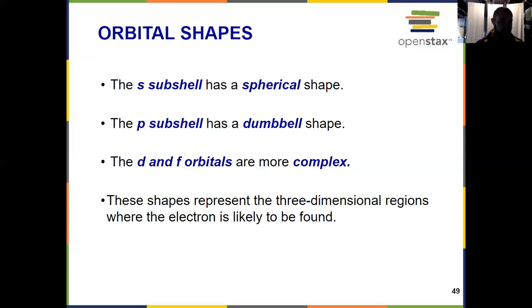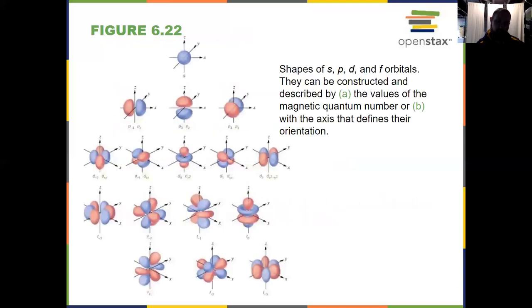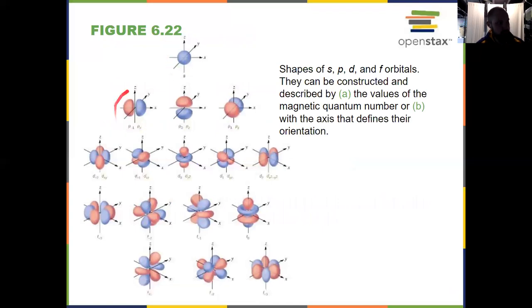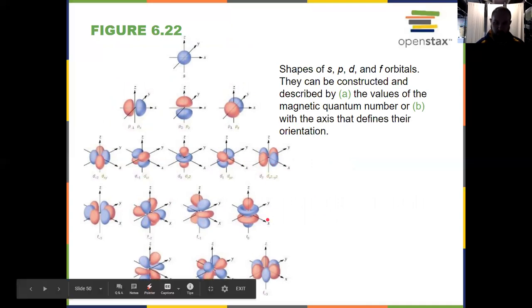Again, these are 3-dimensional regions of probability. And here's this slide again, showing those shapes. We referred to them by their L values before. This was an L value of 0, now called an S orbital. These are L values of 1. Notice they're called P orbitals. We'll talk about the other things next. L value of 2, D orbitals. L value of 3, F orbitals.